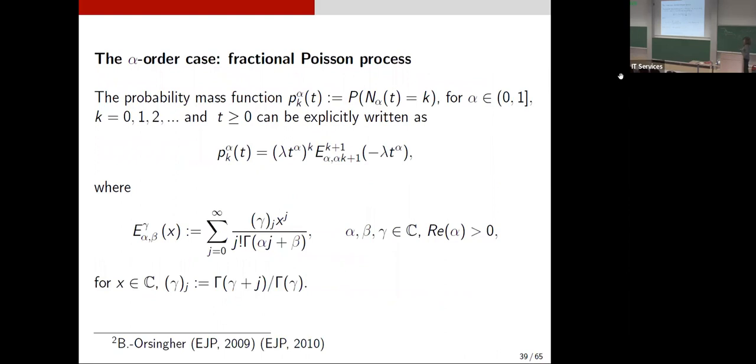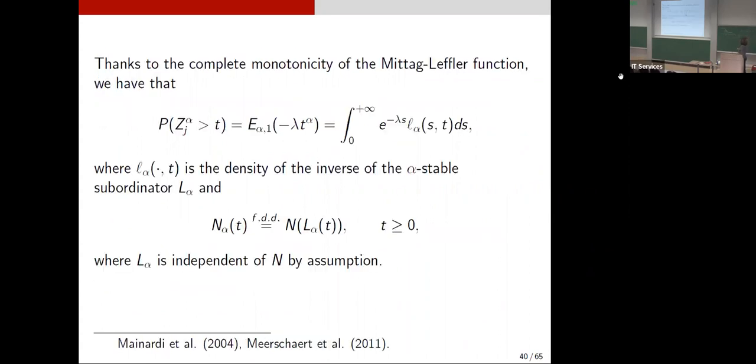Of course, in some special cases, for some particular choices of the kernel, we can also give some explicit expression, for example, for the probability mass function of the process, the probability of having k events up to time t. For example, in terms of this function, which is called a Prabhakar function, but there are many other results which are in this case more explicit.